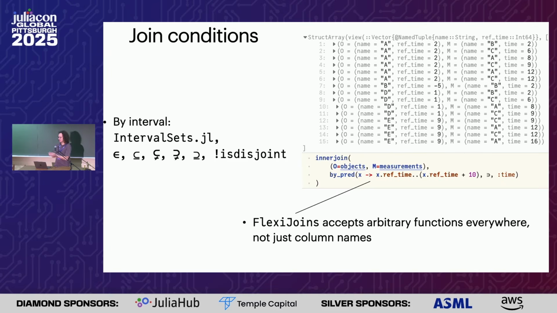There are all kinds of interval conditions. First of all, here I also highlight that FlexiJoins everywhere accepts arbitrary functions, not just column names. So here maybe you want to create an interval specifying, okay, I want to find measurements that are timed from my reference time to the reference time plus 10. And for that, you create an interval. It is from IntervalSets, I think the most popular package for intervals. All of these operators here are supported for intervals, and again, everything stays performant.